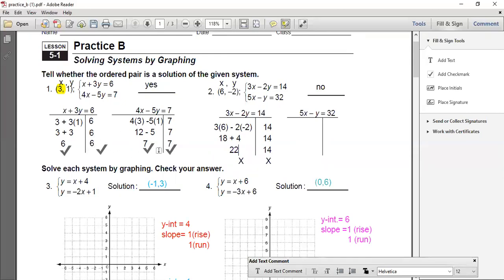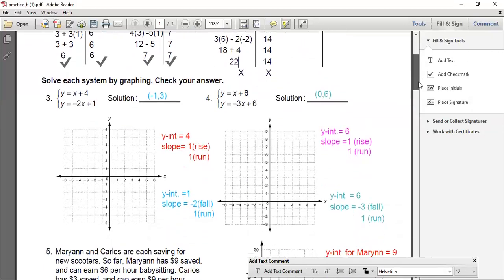Like this side, both of them should have the same answer. So if one is having a different answer, even if you get the same correct answer here, it's going to be a no. Okay, now moving on to question number 3.